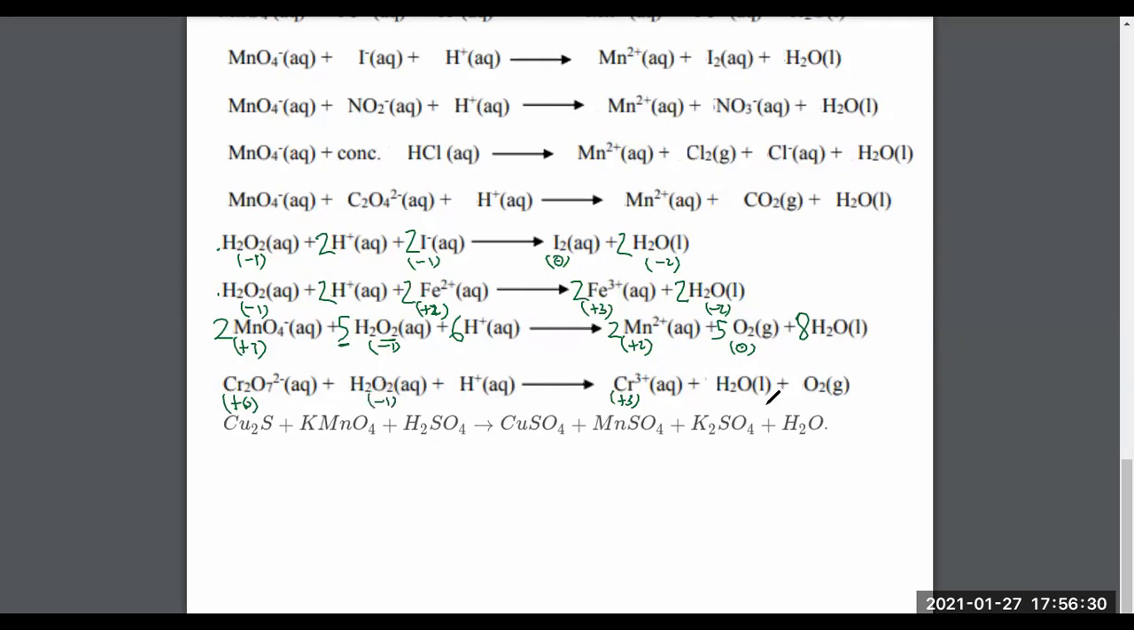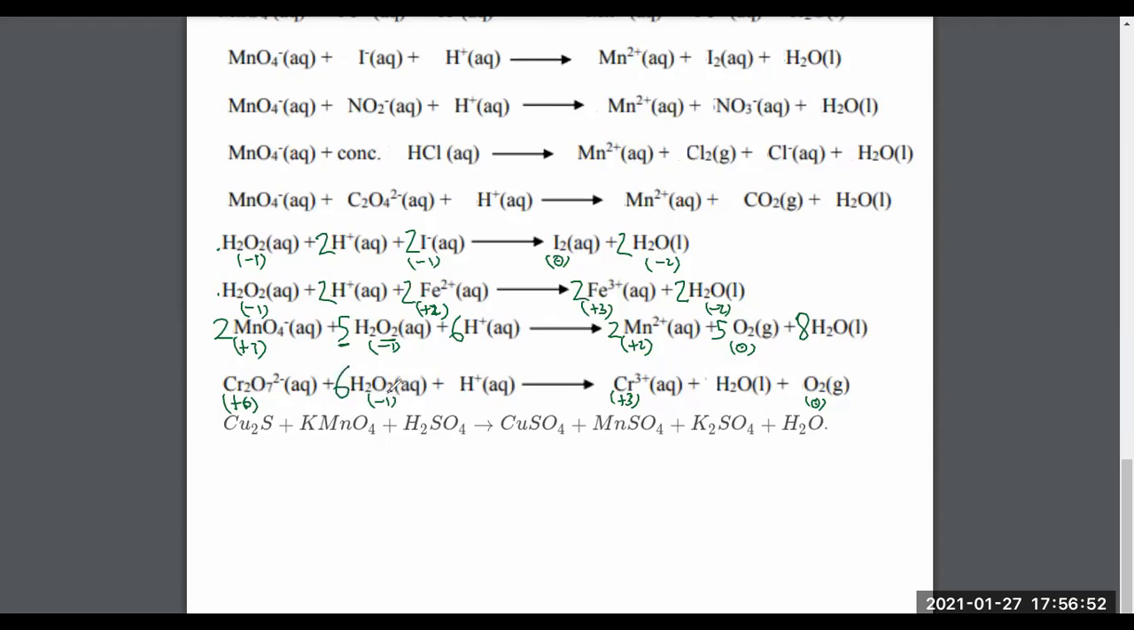H2O2 from minus 1 goes to 0. Careful, not minus 0, because dichromate is getting reduced. So H2O2 should get oxidized, not minus 2. Careful, huh? It's getting oxidized, so 0. Dichromate, plus 6 to plus 3, difference is 3, but there are 2 chromium atoms. Therefore, I have to put a 6 here.